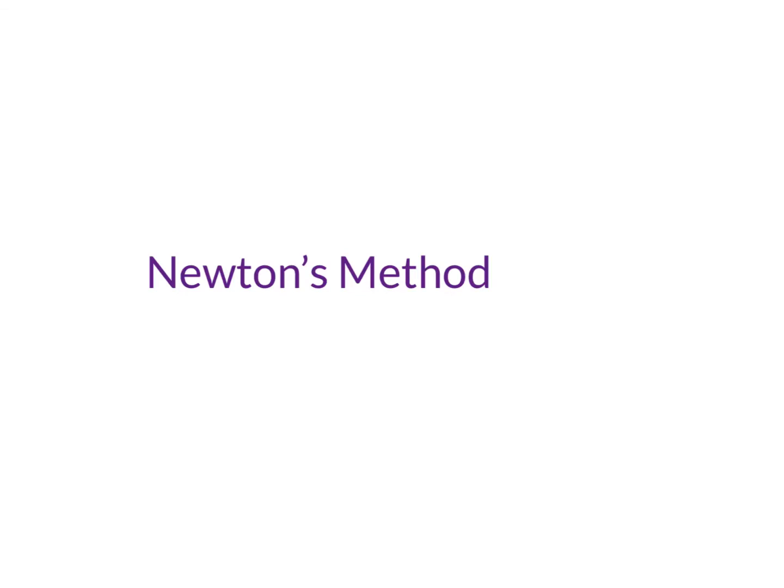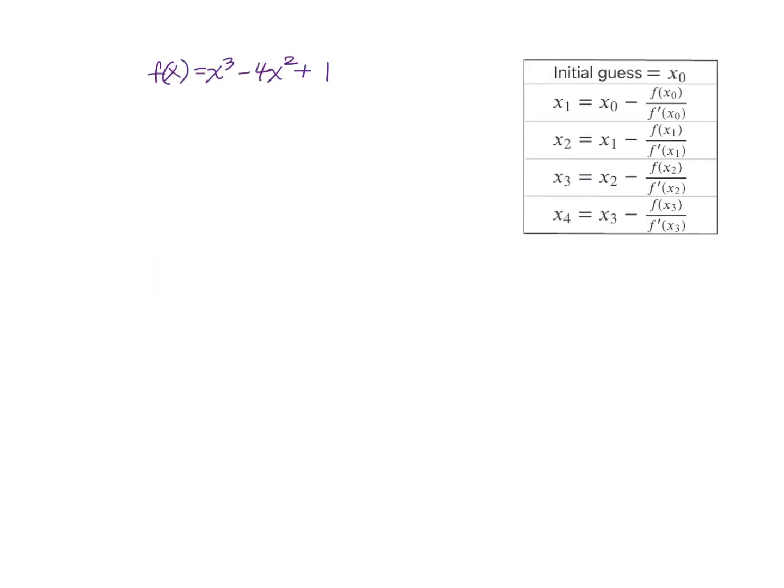In this video, we're going to be using Newton's method, which is an iterative process using the derivative and specifically the tangent line to find the roots of a function. All right, so the problem that we're looking at is f of x equals x cubed minus 4x squared plus 1, and we want to find the roots of this equation.